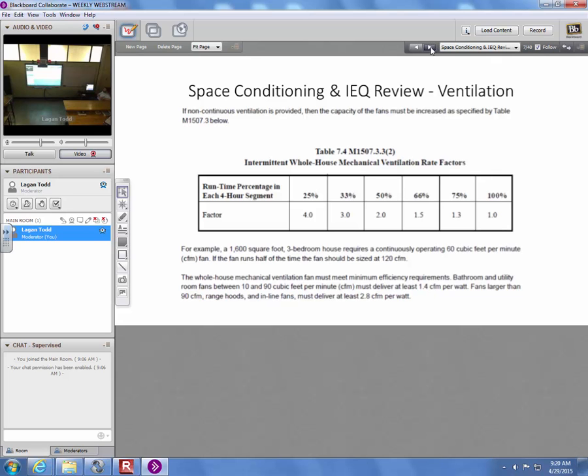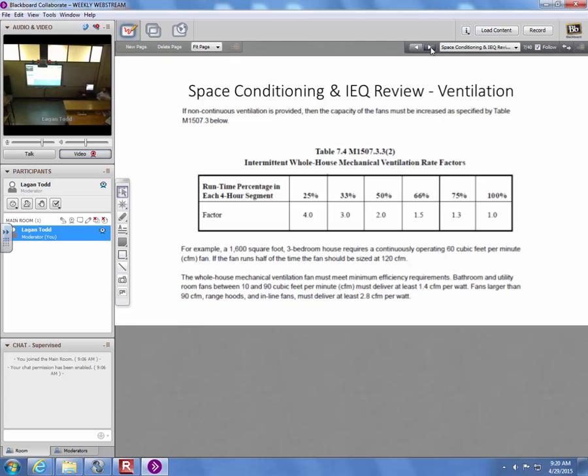So they say there, for example, a 1,600 square foot, 3-bedroom house requires 60 cubic feet per minute, or CFM, continuous. Or if you run that fan half the time, it should be sized at 120 CFM. They also specify that those ventilation fans have to meet a certain minimum efficiency requirement, which we call fan efficacy, in CFM per watt.